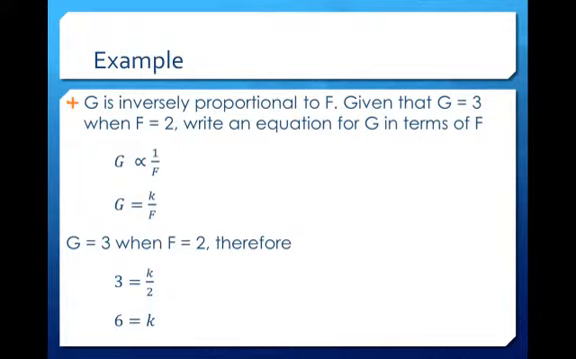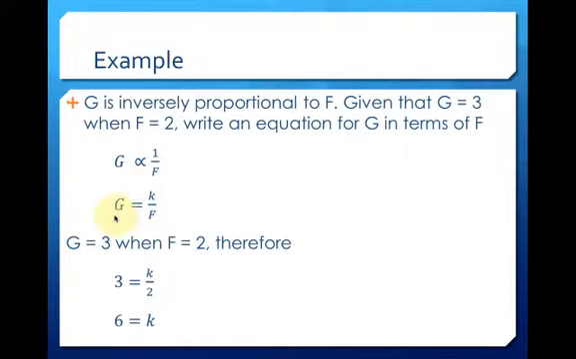But you can see that G is inversely proportional to F. Given that G equals 3 when F equals 2, write an equation for G in terms of F. So, big difference this time. Our proportional to isn't G proportional to F, it's G is proportional to 1 over F.